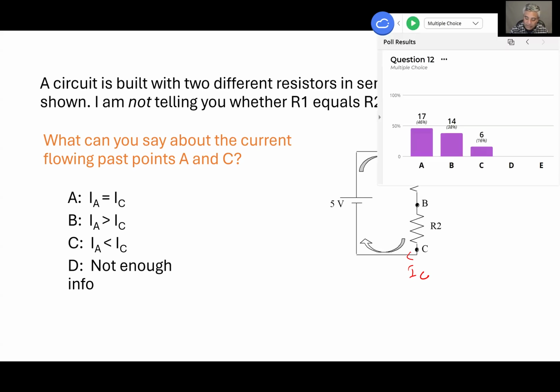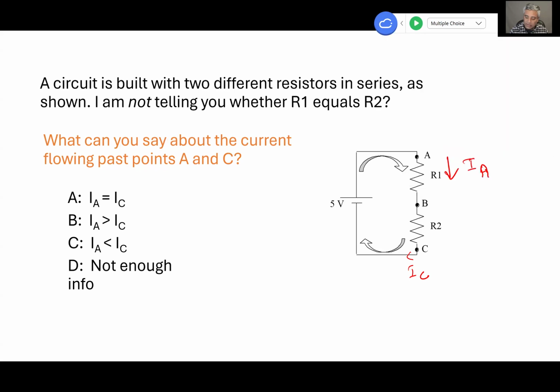Okay, let's see what we got. So mostly the same current, and series means same current. There is no room for branching, so same current.